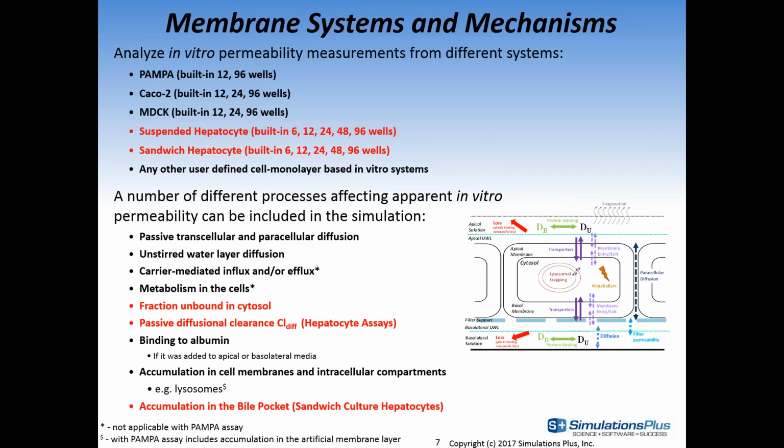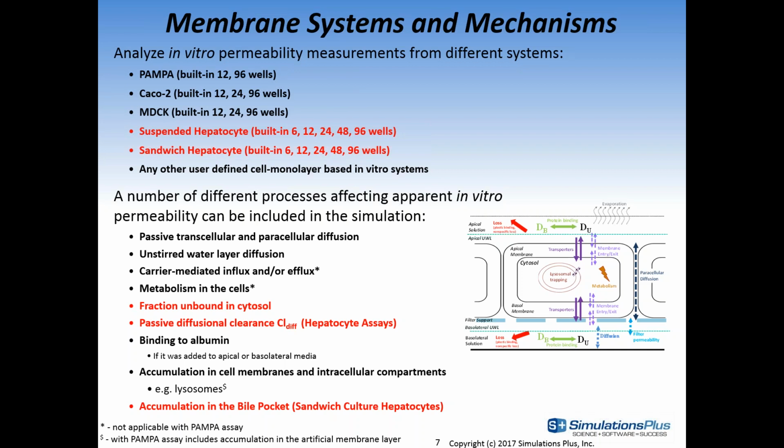So there's many different membrane systems that you can simulate now in version 2. In red are highlighted the new features in the software. There's various different assays that you could choose from. The new ones are suspended hepatocytes and sandwich hepatocytes, as I mentioned earlier, but we also still have the CACO, MDCK, and PAMPA. Various well plate configurations are available, and any user-defined cell monolayer configuration can be defined, so you're not limited to what's built into the software.